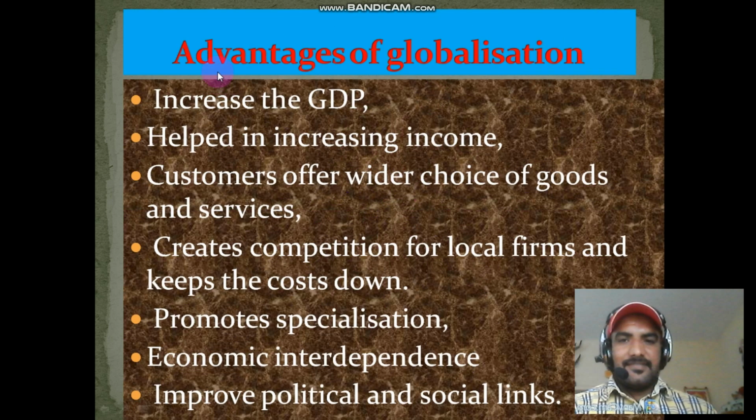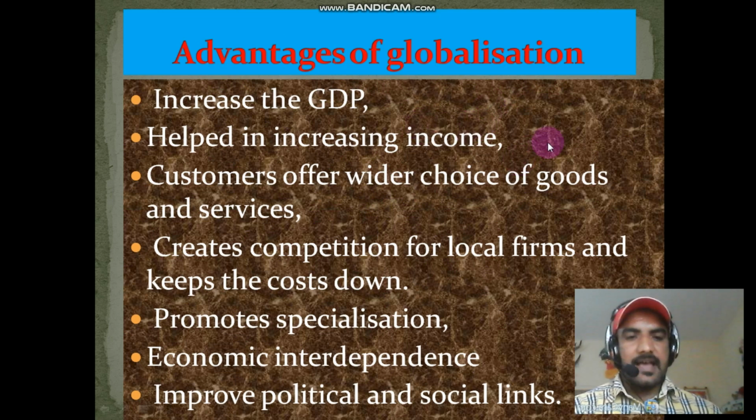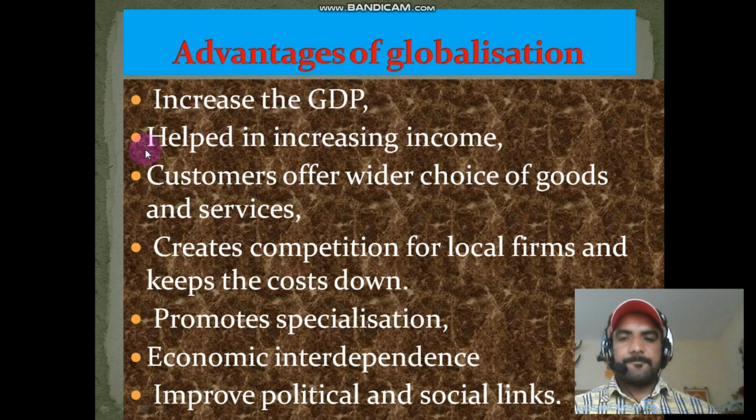Go to the next question, that is advantages of globalization. The most important questions, repeatedly asked in exams. The advantages are it increases the GDP of the country and helps in increasing income, and customers get a wider choice of goods and services, and it creates competition for local firms and keeps the costs down, and promotes specialization and economic interdependence, and improves the political and social links between the countries. These are the advantages of globalization.